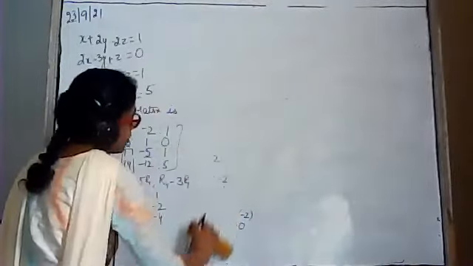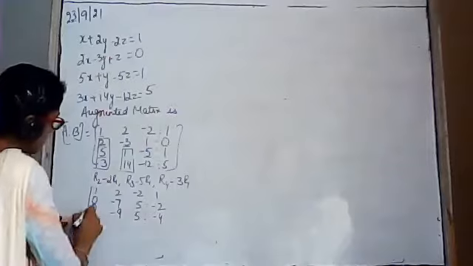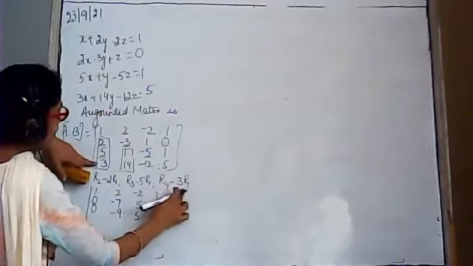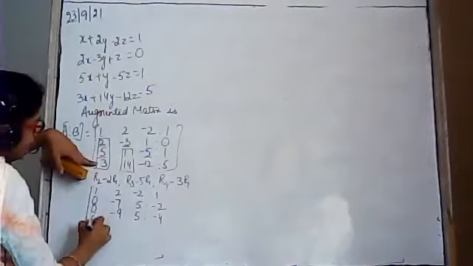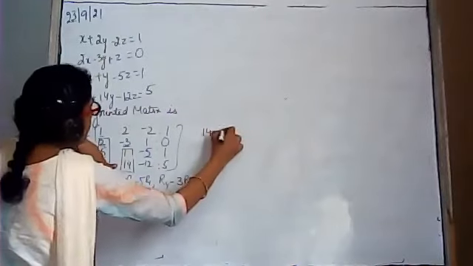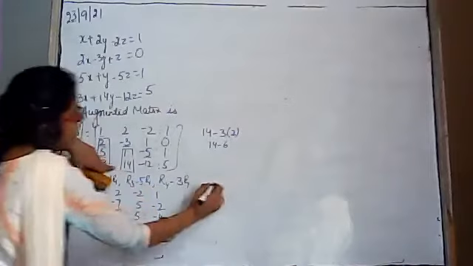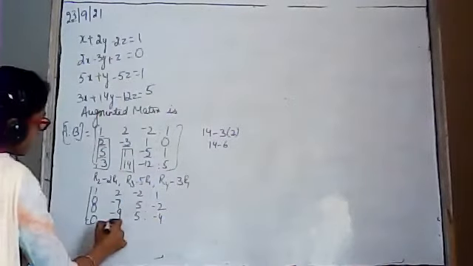Next is, beta, please check the calculations along with me. Next is R4 minus 3 R1. 3 minus 3 will be 0. R4, that is 14 minus 3 times R1, 14 minus 6. It will be 8.